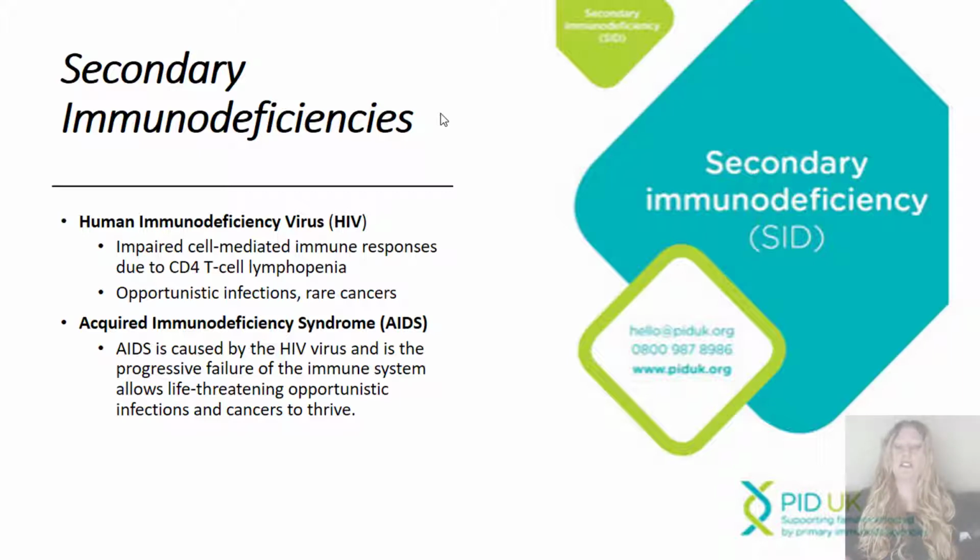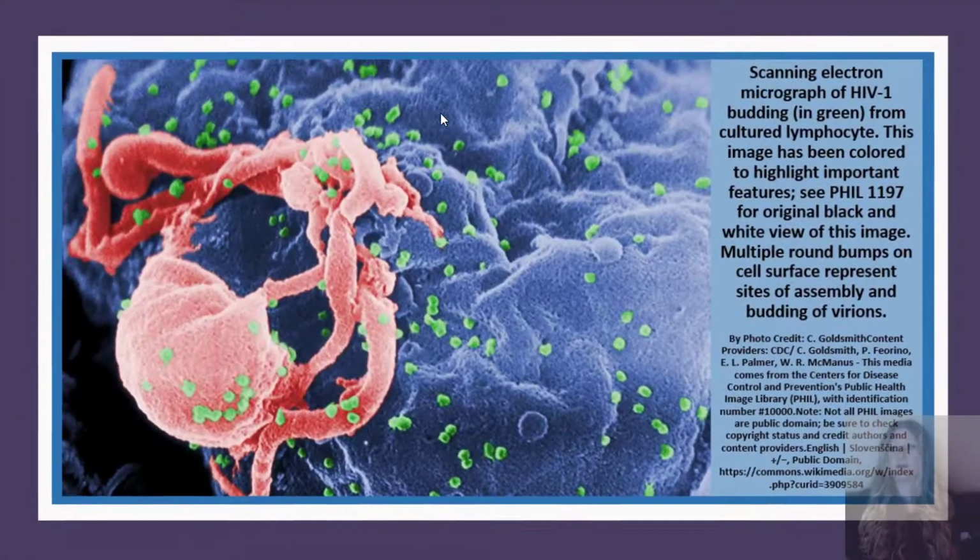Acquired immunodeficiency syndrome, or AIDS, is caused by the HIV virus and is the progressive failure of the immune system to allow life-threatening opportunistic infections and cancers to thrive. This is a scanning electron micrograph of HIV-1.